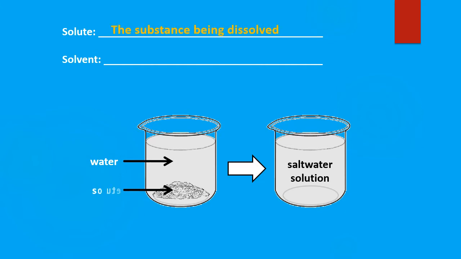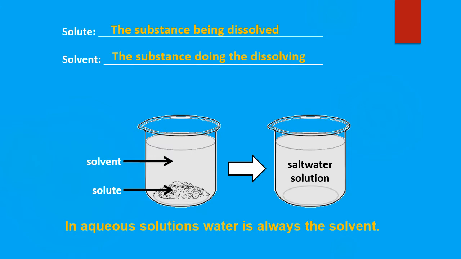So that means that salt is our solute. That is, it means it's the substance being dissolved. The solvent is what is doing the dissolving, so that is water. So whenever we have an aqueous solution, water is always going to be the solvent. So in an aqueous solution, we always dissolve something in water. So water is always going to be the solvent.